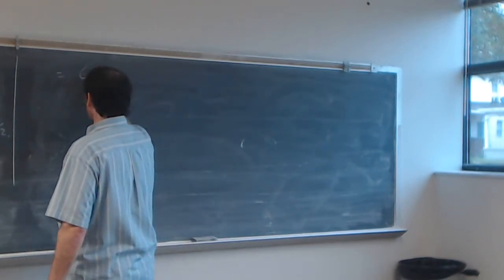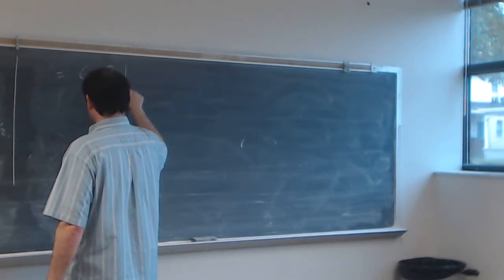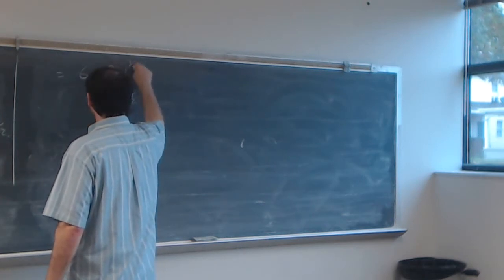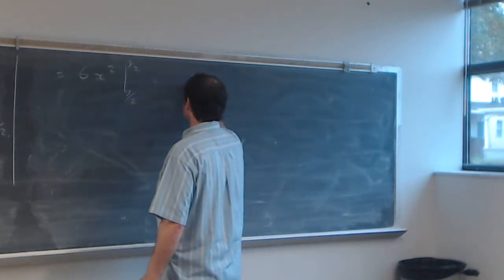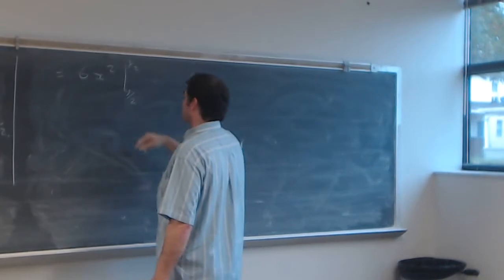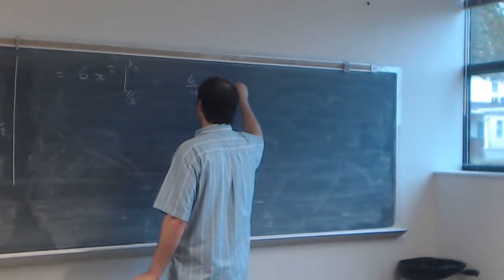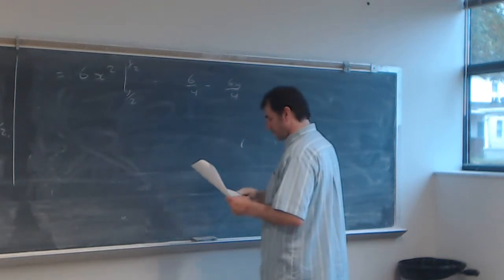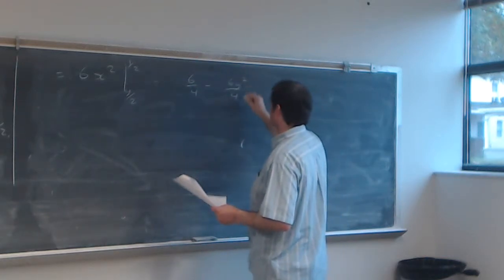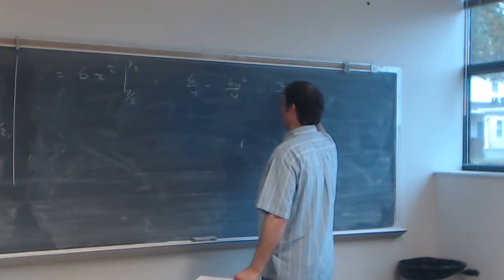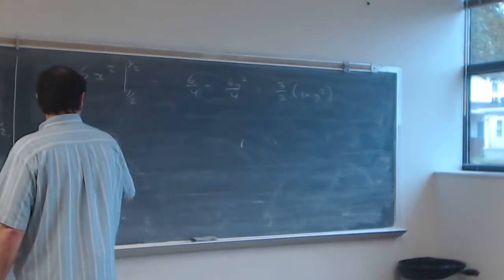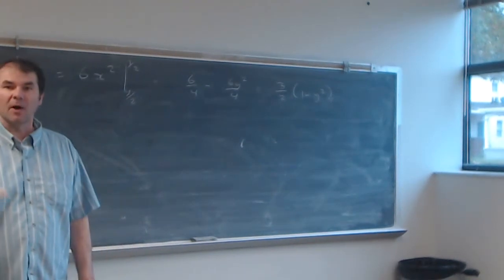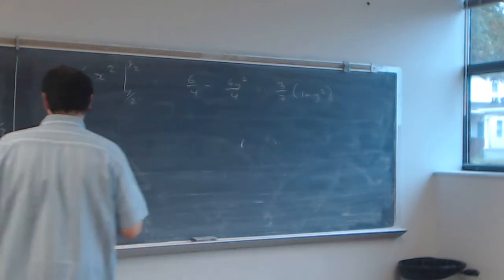So that's equal to 6x squared. I need to evaluate that from y over 2 up to 1/2. When I stick in 1/2, that's going to be 6/4 minus, when I stick in y over 2, it's going to be 6y squared over 4. So 6/4 can come out, that's 3/2, and I have 1 minus y squared left over. So that was the probability density function of y.